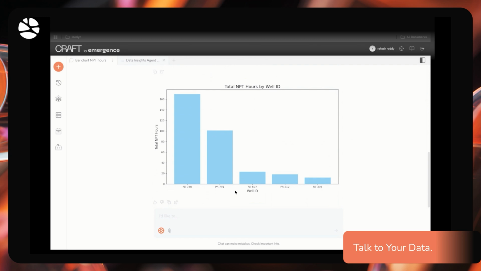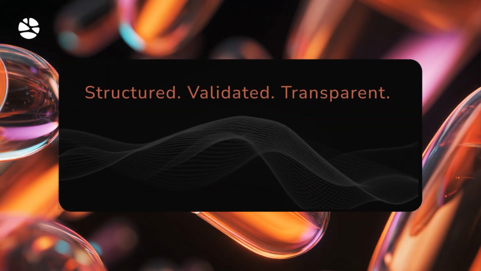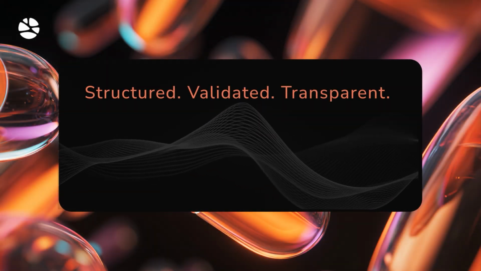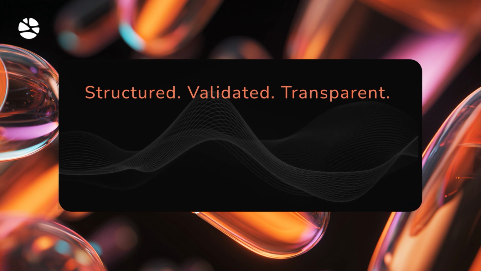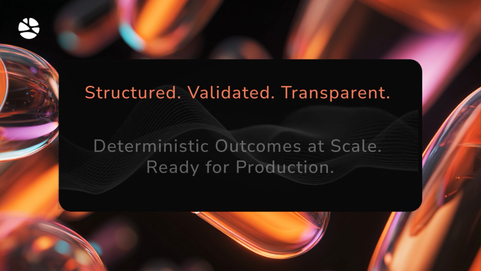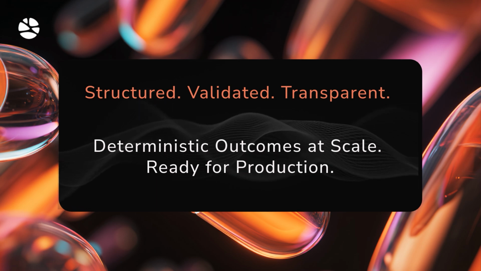end to end. This is just one example of how you go from raw data to trusted enterprise action with full transparency and control. Emergence delivers deterministic outcomes at scale, ready for production.